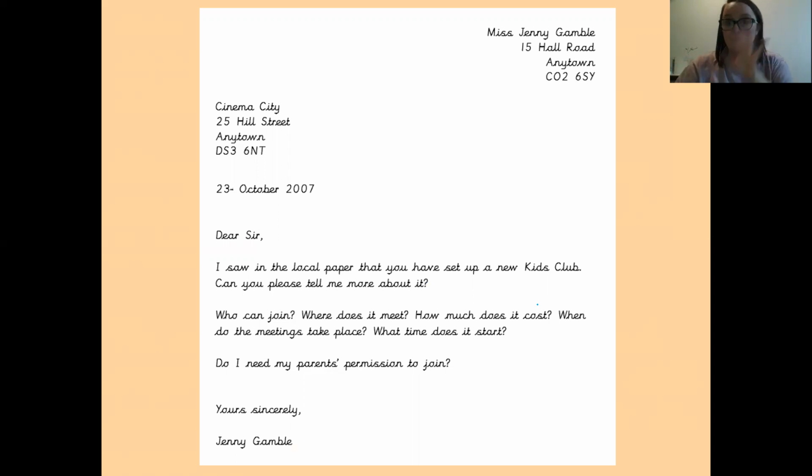So let's have a look at the letter first of all, and then we can pull these pieces apart from the letter. So it says, Miss Jenny Gamble, 15 Hull Road, Anytown, CO2 6SY. And she's writing to this place here called Cinema City, 25 Hill Street, Anytown, DS3 6NT. And the date of the letter is the 23rd of October, 2007.